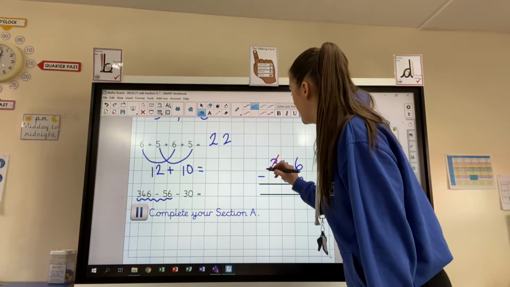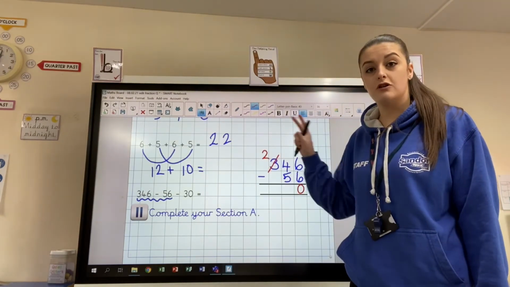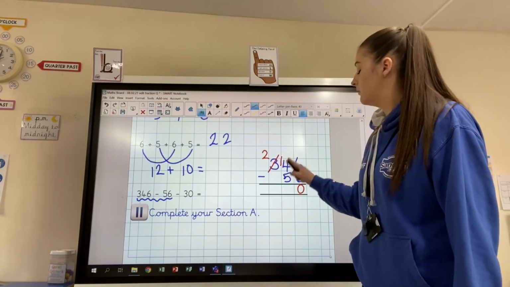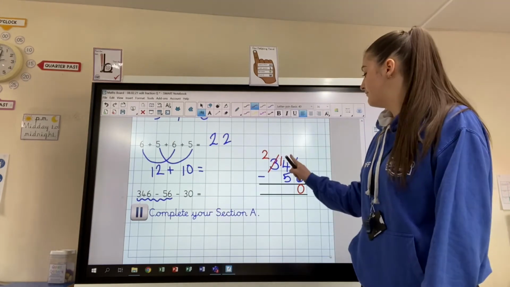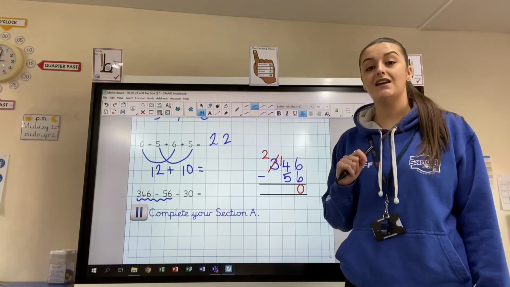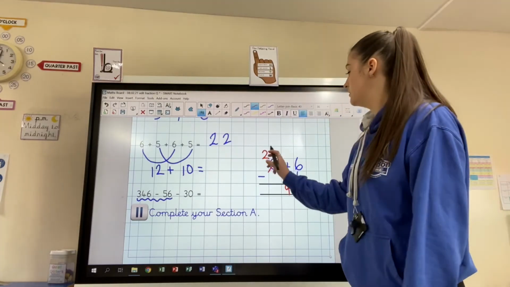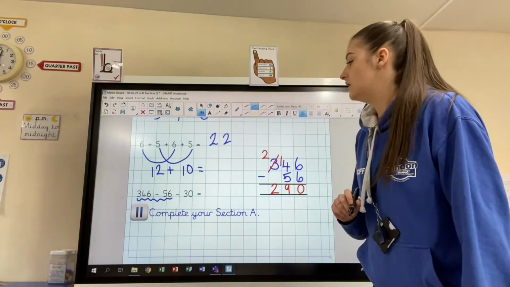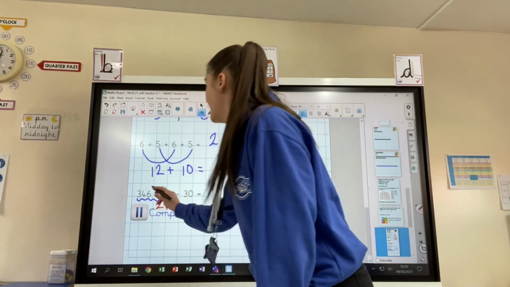So I'm going to exchange 100. So I had 300. I'm going to exchange 100, take 1 away and leave it with 200. And I'm going to give it to the tens. So I've got 14 tens. 14 tens take away 5 tens. Ooh, that's 9 tens. And I've got 200, subtract nothing, is 200. So that first step equals 290.